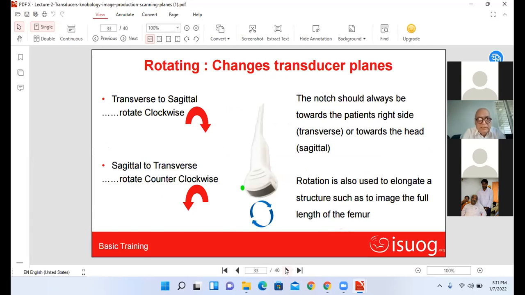So rotation, again, this is transverse to sagittal, rotate clockwise. The notch should always be toward the patient's right and toward the head. This we have discussed already.